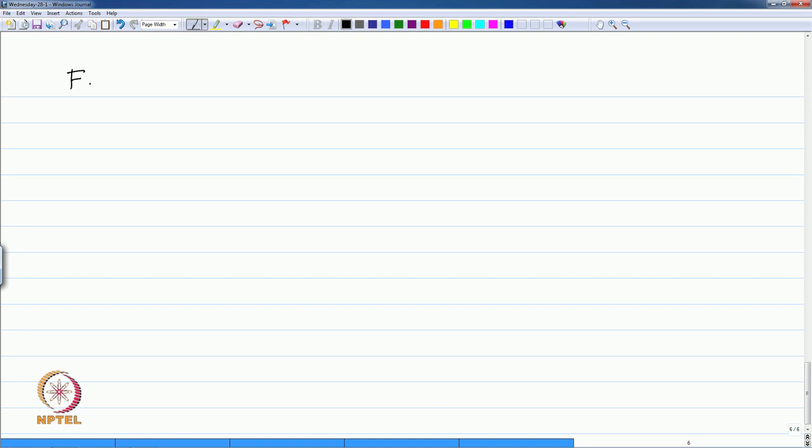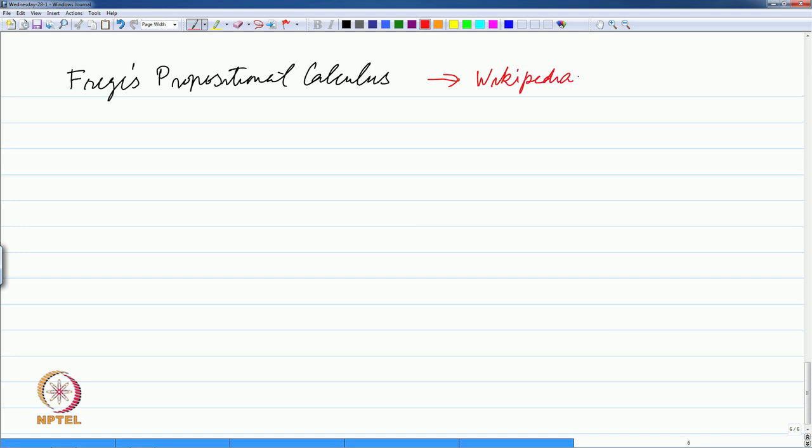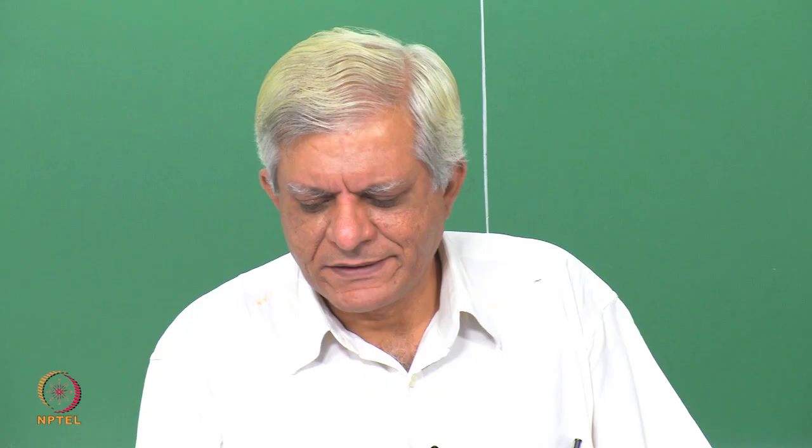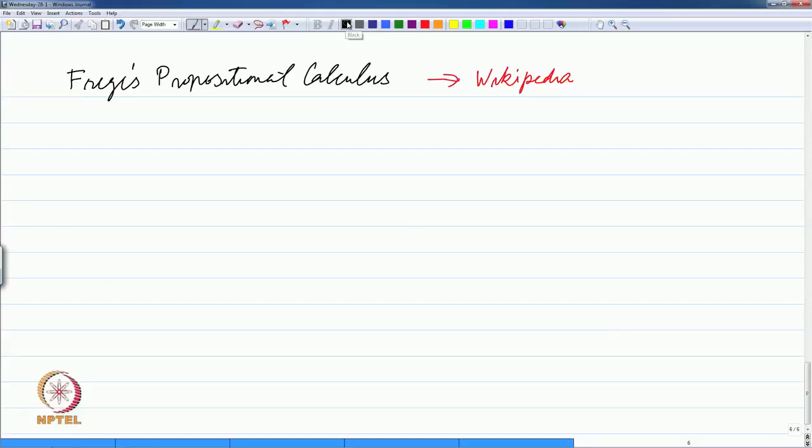So, we are looking at Frege's propositional calculus. If you just search for this phrase on the web, you will find on Wikipedia a very nice description of Frege's calculus, along with some very interesting example proofs that you can give. So I do urge you to go to Wikipedia and look for it.